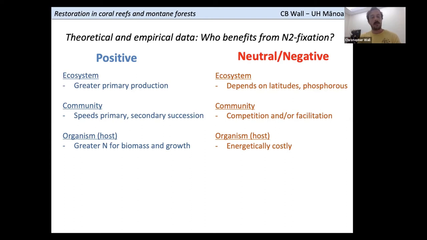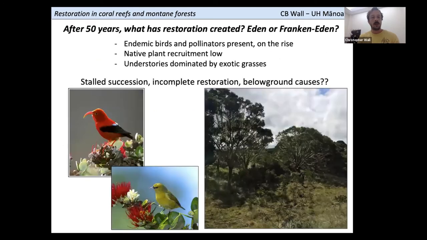So you have to think not just about how it's working for one species or one goal, but what the long-term picture is and what might happen through time. After 50 years, since they started planting these in the 1970s and 80s, you're looking at almost 50 years of restoration. So have they created this, as I said, Free Eden or Franken Eden? Are they making a forest that's actually going to support the services they set out to?